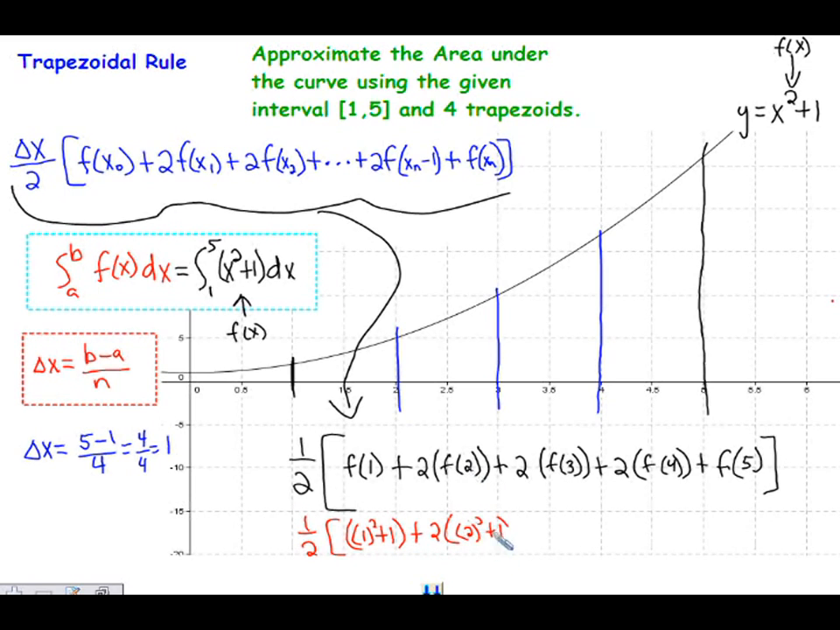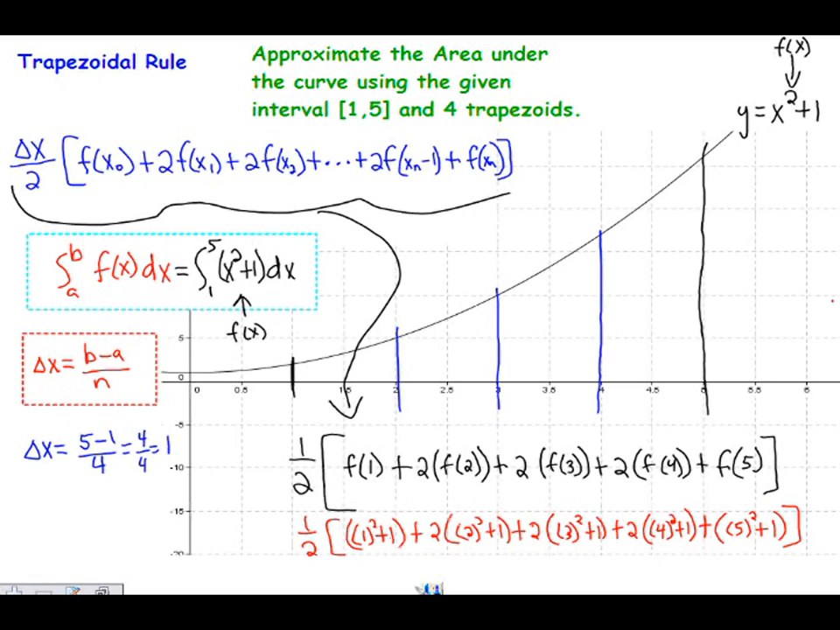I'm inputting the value into the function itself here. And then we have 2 times, again, 3 squared plus 1. And then 2 times 4 squared plus 1, following the function and the inputs. And then the final one doesn't have a 2 in front, so we do 5 squared plus 1.